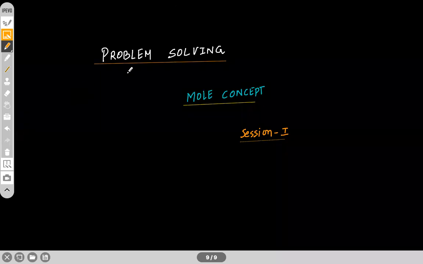We are going to solve some questions on mole concept, which is helpful in your JEE or NEET exams or any other competitive exams, KVPY, BITSAT, all those. So we are going to see some problems based on mole concept here. So let's start this session.